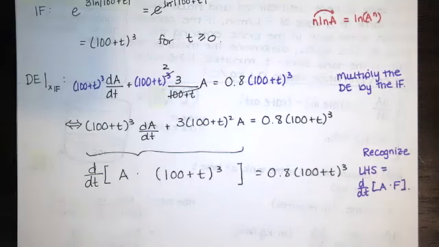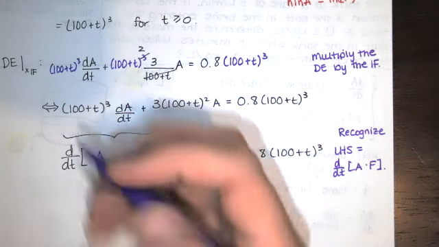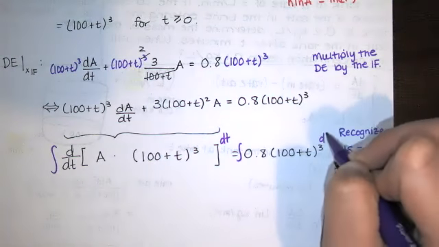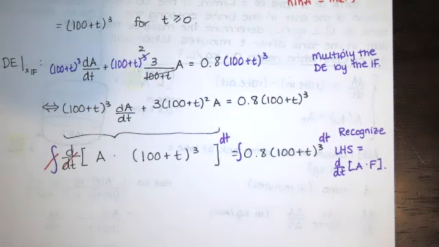And then if that's true, and you're trying to get a by itself, you just have 2 operations to undo. We multiplied it by something, and then we took a derivative. To undo that, we'll take an antiderivative of both sides with respect to t. And the antiderivative of the derivative is the original function.